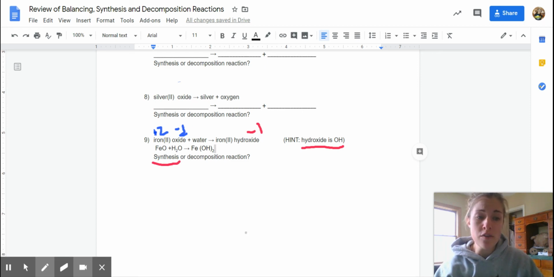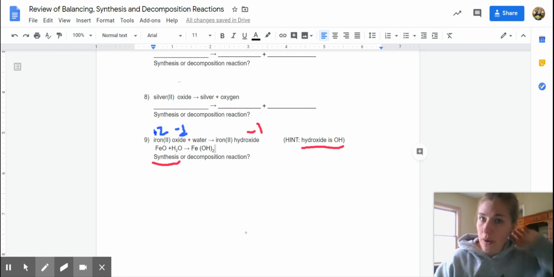Okay, so I hope that little tutorial helps. We are going to look at some more different types of equations later in the week.